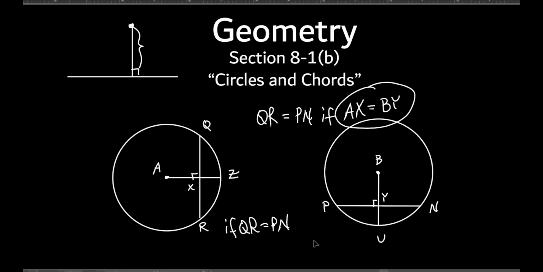Okay? Everybody see that? So if the two chords, QR and PN, are equal to each other, then the distances from the center to the chords are going to be equal to each other. Then AX is going to equal BY. I should have written it like this. That was kind of dumb, wasn't it?